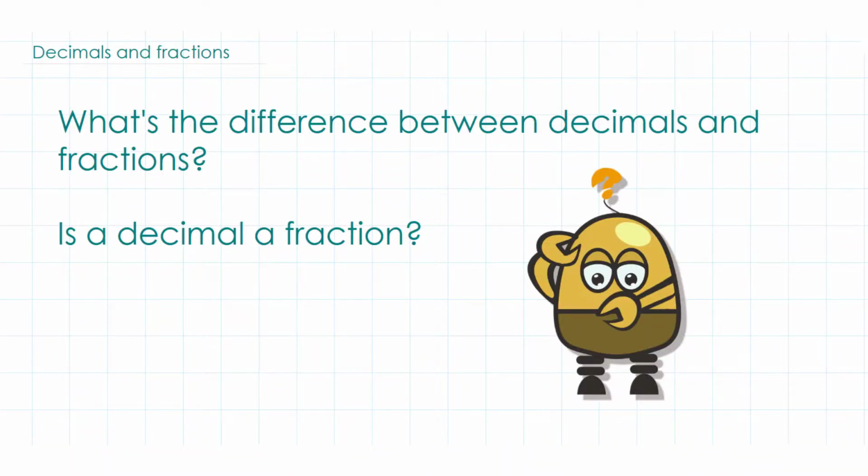So we asked, what's the difference between decimals and fractions? And what would your answer be? Well, a decimal is a kind of fraction, but it's a fraction only out of particular denominators. 10 might be a denominator, or 100 or 1,000 and so on. So a decimal is a kind of fraction.